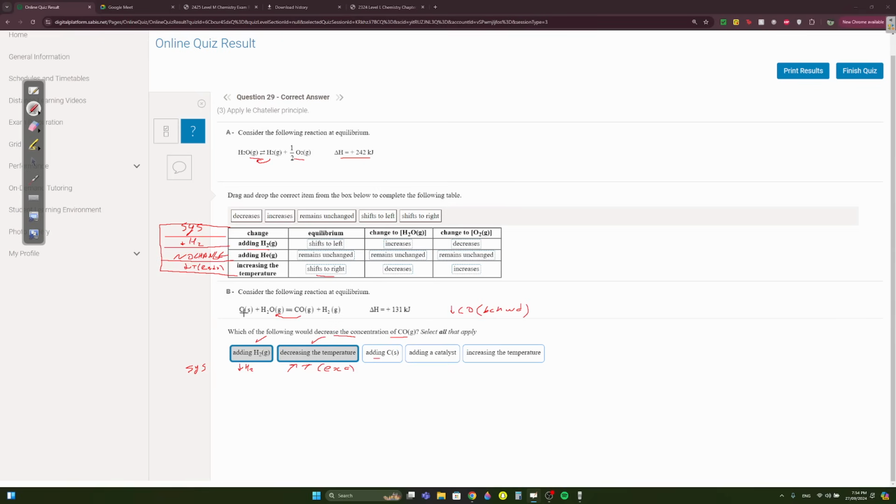If you add carbon, the system will decrease carbon, so it moves forward. We don't want forward, so this is wrong. If you add a catalyst, definitely wrong. If you increase the temperature, the system wants to decrease the temperature, so it wants endo. We know the forward is endo, so it's going to go forward. We don't want that, we want it to go backward.